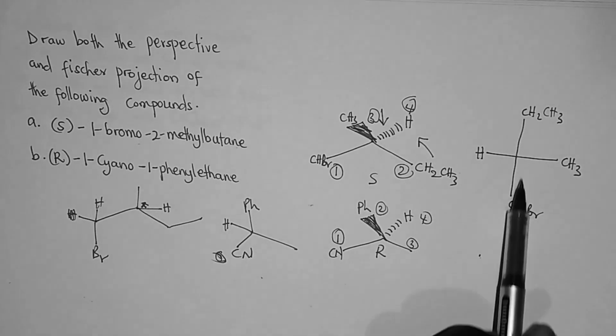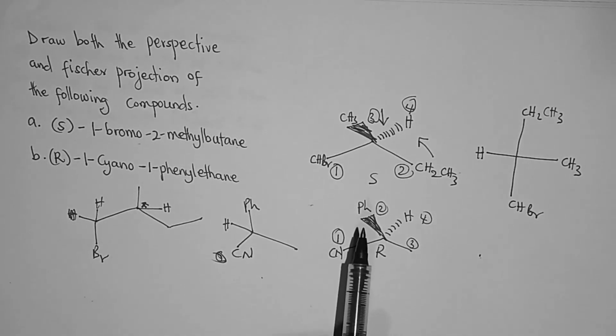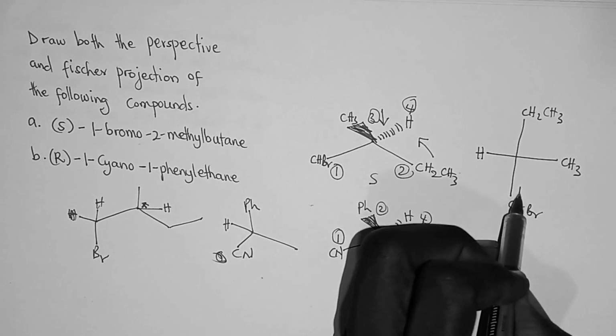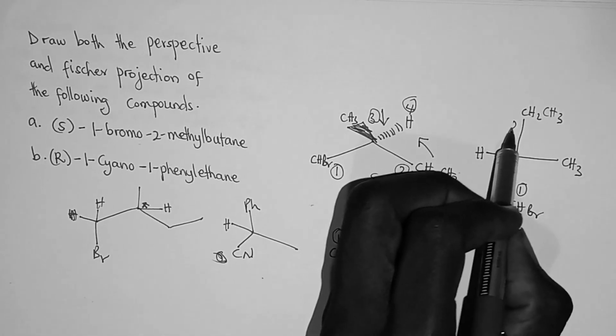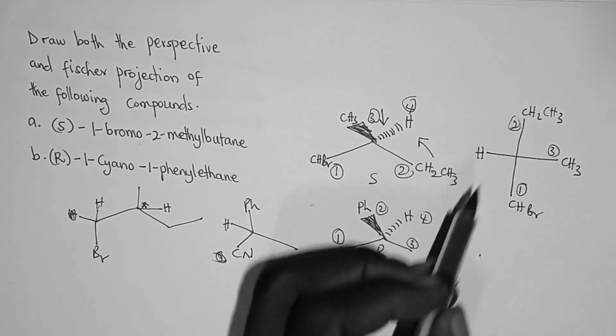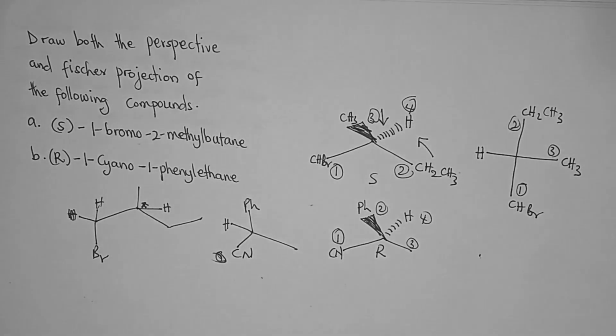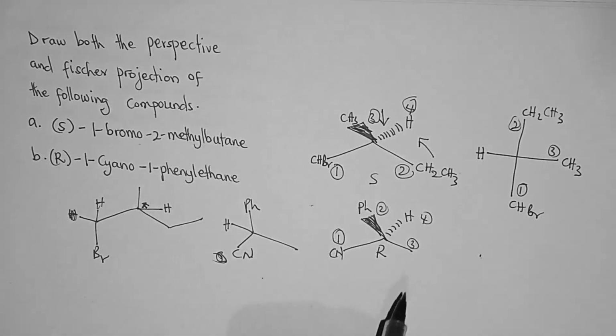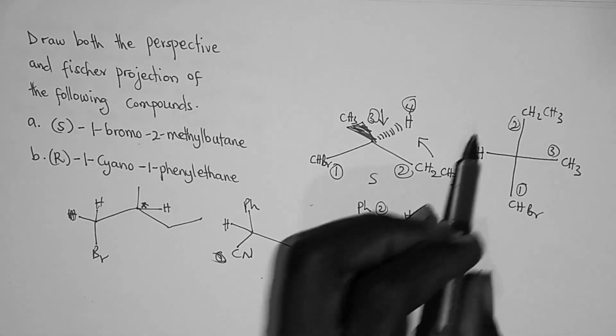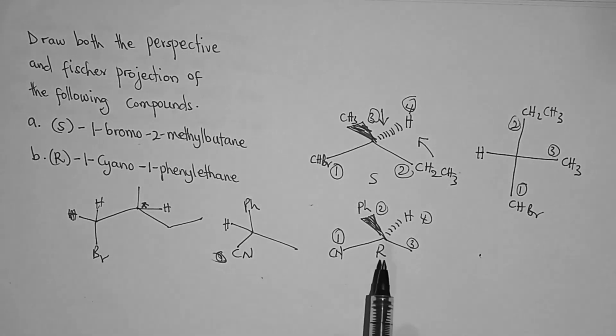But let's check the configuration here and see whether it is correct. Here is 1, this is 2, and this is 3. So it is moving, that is an R, but the proton is pointing towards us, and therefore we'll negate this, and this is an S configuration.